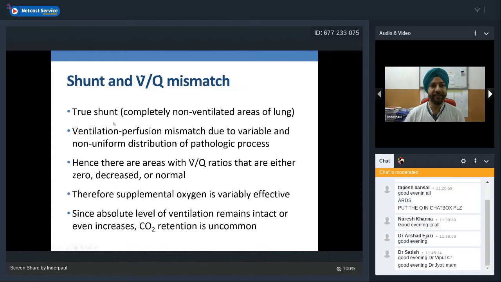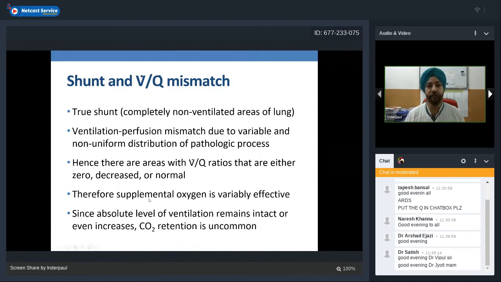So, like I said, it is really a true shunt. It is a completely non-ventilated area of the lung. You do not have any ventilation, but you have perfusion. It is just like a pulmonary AVM or an intracardiac shunt. So you have true shunt, and you have areas with ventilation perfusion mismatch. Some will have low ventilation perfusion, some will have normal ventilation perfusion.